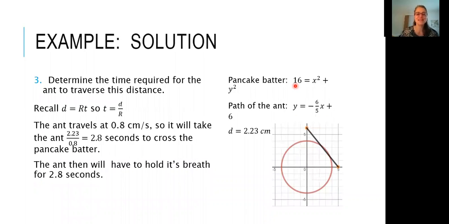So now we need to figure out how long it's going to take the ant to walk through that 2.23 centimeters holding its breath. Recall that distance equals rate times time. So we can solve this to get time equals distance divided by rate. Our distance is 2.23 centimeters. Our ant moves at 0.8 centimeters per second. We do that division and we get that it's going to take that ant 2.8 seconds to cross the pancake batter. So the answer is the ant will have to hold its breath for 2.8 seconds.